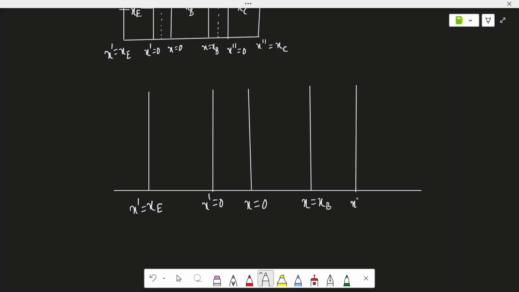Thus x double dash is the variable 0 to x double dash equals xc, right? So let us do the minority carrier concentration. For the base we have already determined the thermal equilibrium electron concentration in the base region.